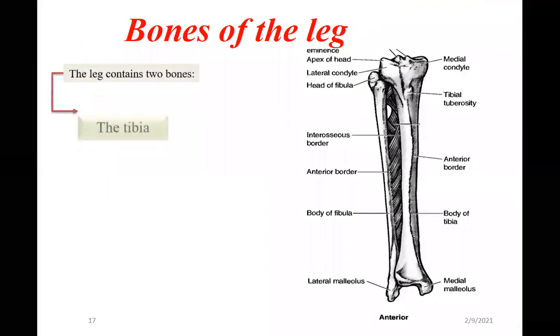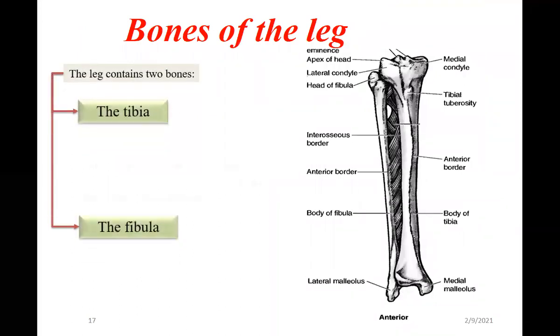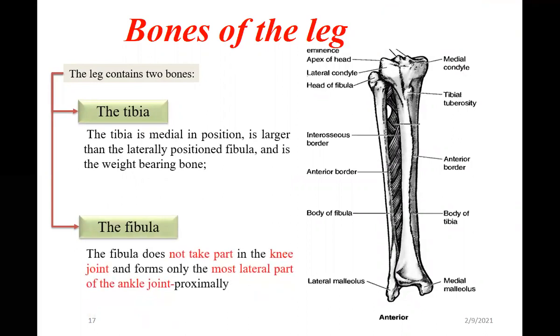So now coming to the bones of the leg. There are two important bones of the leg, just like in the case of the forearm, we had two bones, radius and ulna. Similarly, we have two bones in the leg. One is the tibia here, a large thick bone in the leg, and this is called the fibula. So the leg contains two bones, the tibia and the fibula.